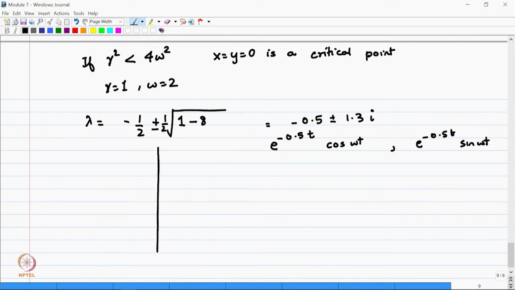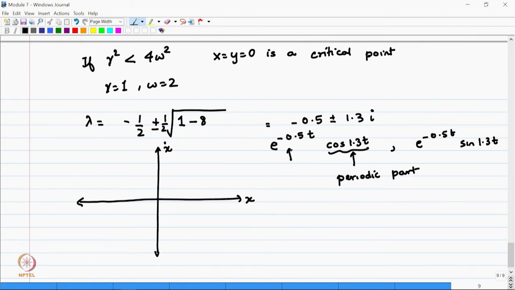Before we draw the phase plane, mention that this is the periodic part and this is the damped part. As you can see, as t goes to infinity, this will go to 0, this will go to 0, and x equal to y equal to 0 is a stable fixed point.